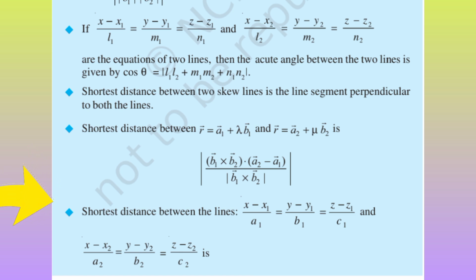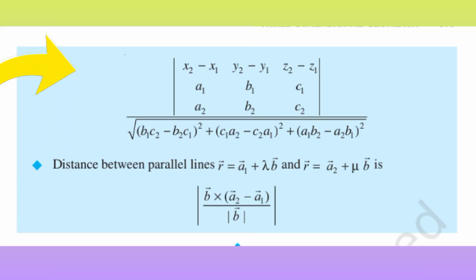Shortest distance between the lines (x minus x1) divided by a1 is equal to (y minus y1) divided by b1 is equal to (z minus z1) divided by c1, and (x minus x2) divided by a2 is equal to (y minus y2) divided by b2 is equal to (z minus z2) divided by c2 is the modulus of the determinant with rows x2 minus x1, y2 minus y1, z2 minus z1; a1, b1, c1; a2, b2, c2, divided by under root (b1 c2 minus b2 c1) whole square plus (c1 a2 minus c2 a1) whole square plus (a1 b2 minus a2 b1) whole square.